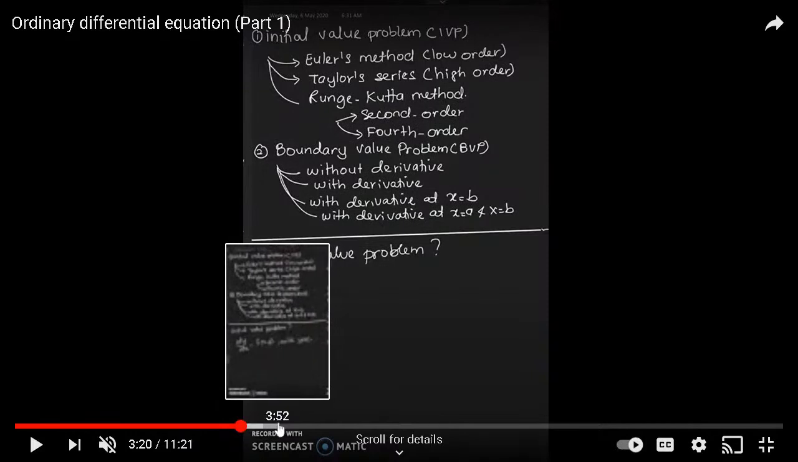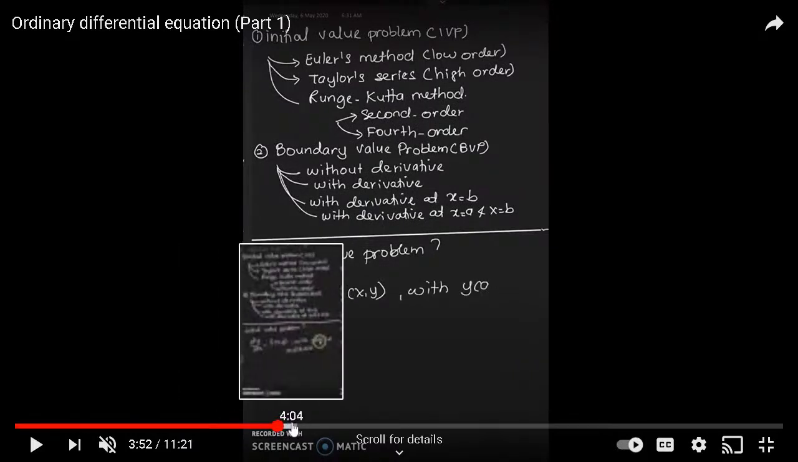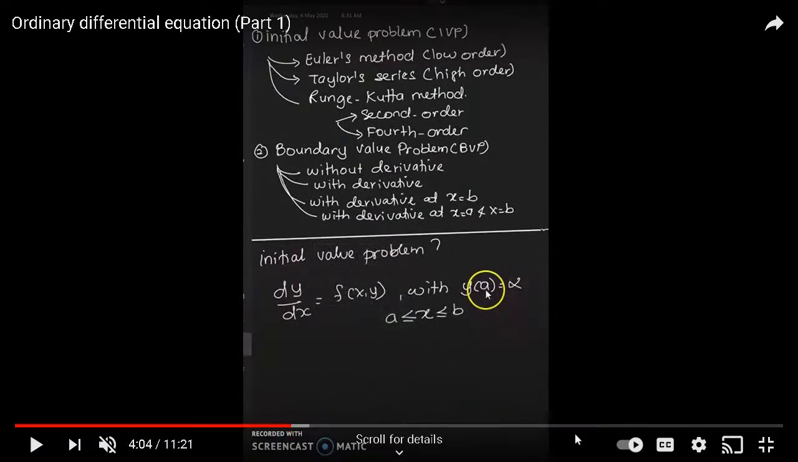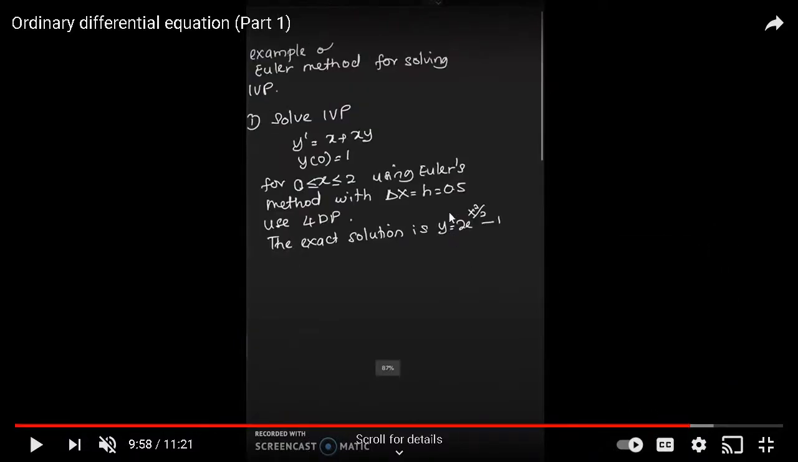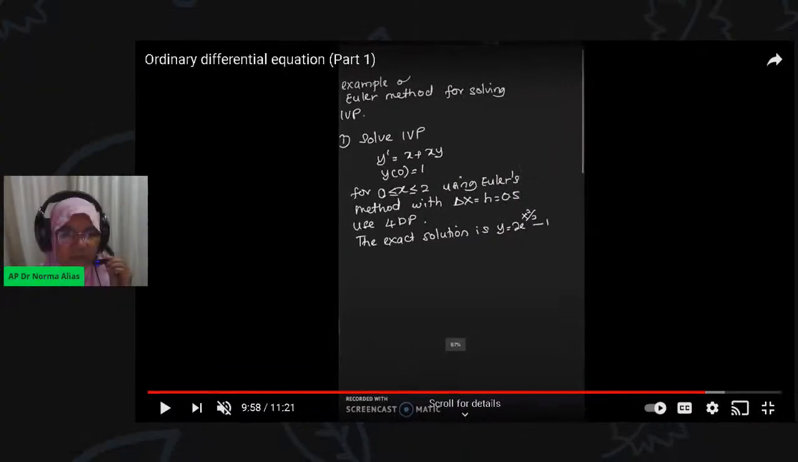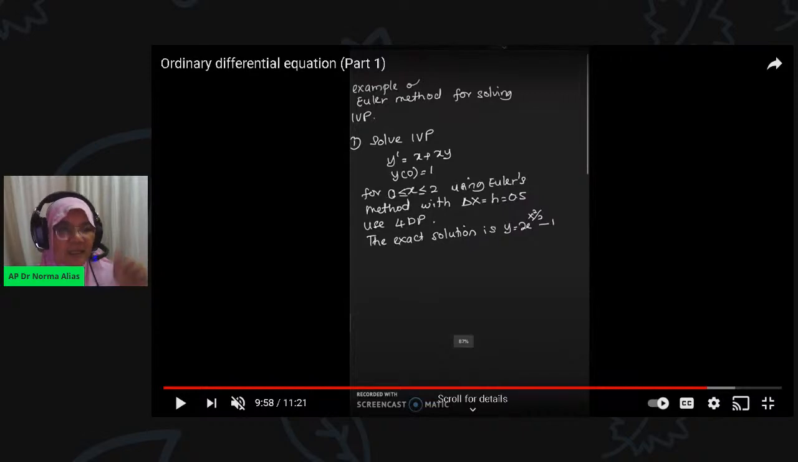We already learned here how to solve using Euler and Runge-Kutta. Now we want to move to the boundary value problem. I already finished three methods: Euler method, Taylor method, and Runge-Kutta method to solve the same initial value problem, where y0 equals 1 and x0 equals 0. Please set that in your mind.